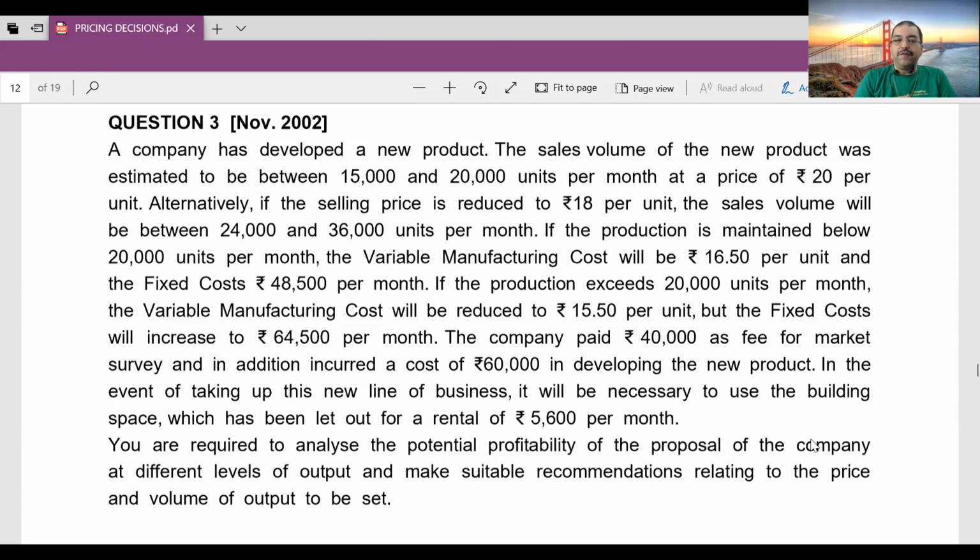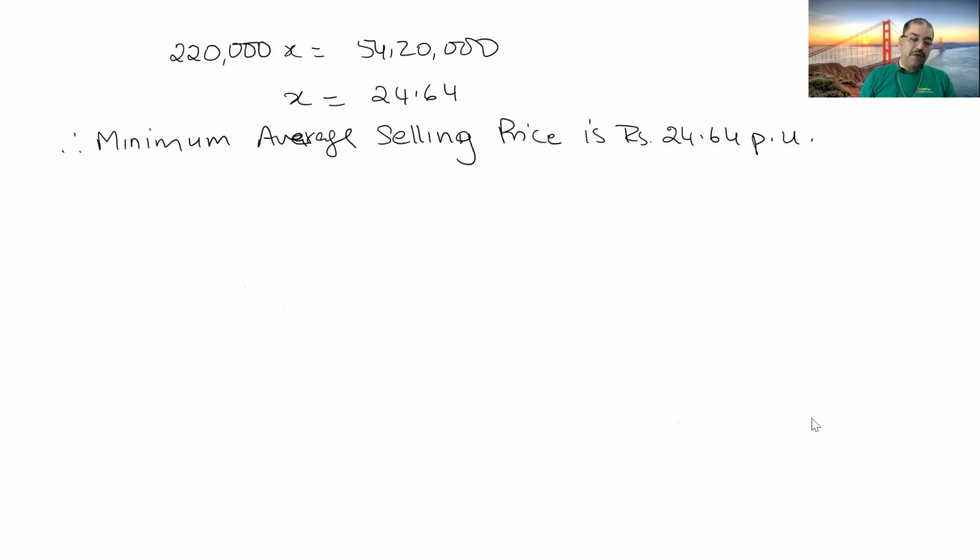You are required to analyze the potential profitability of the proposal of the company at different levels of output and make suitable recommendations relating to the price and volume of the output to be set. So first step, work out if the sales is between the first range, that is 15,000 to 20,000, then what should be the profit? And if the sales is between 24 and 36,000, then what is the profit? Okay, so let us start with the first one.